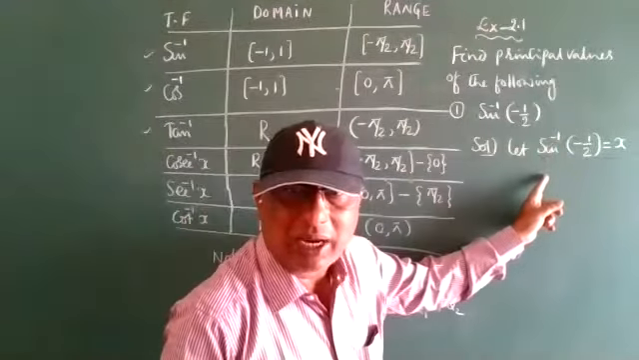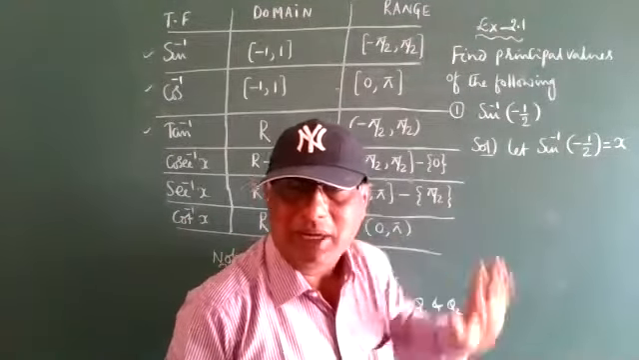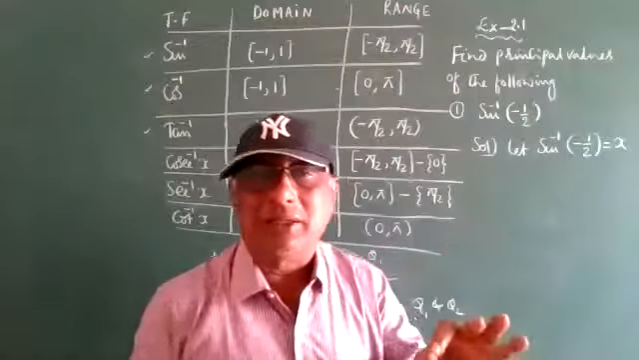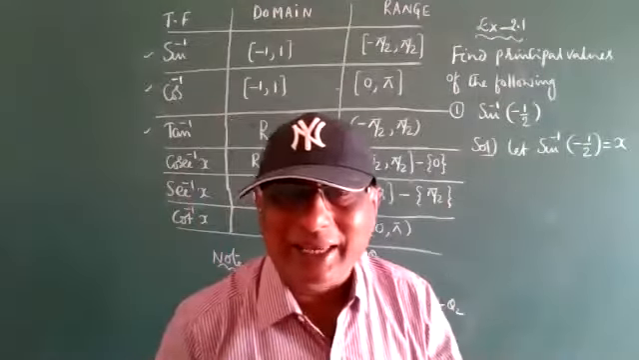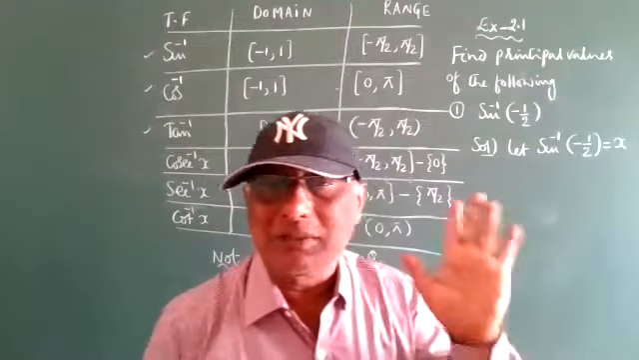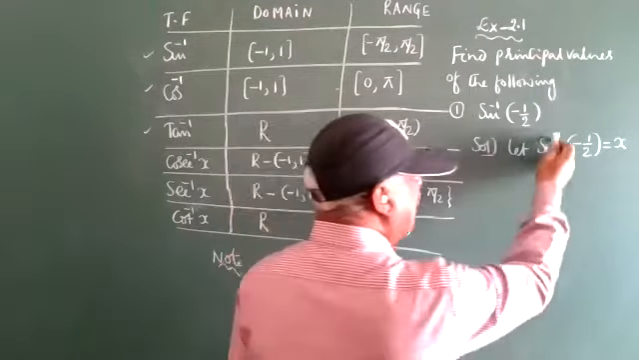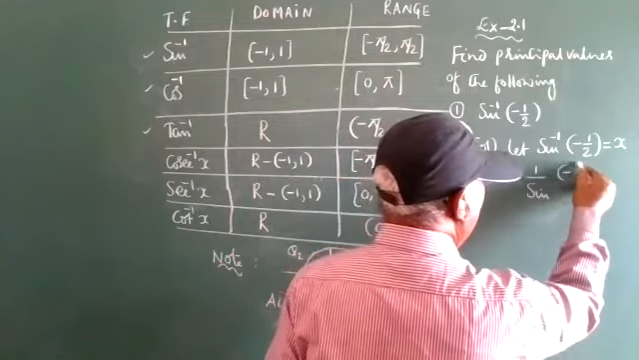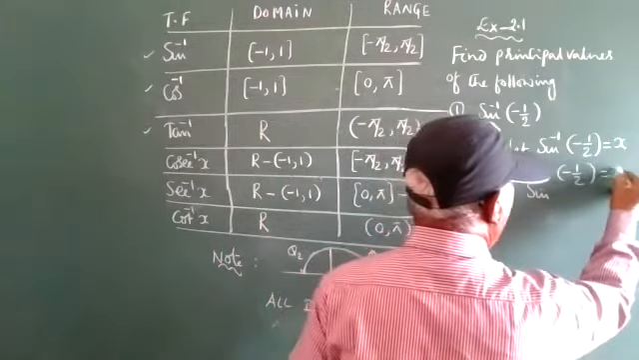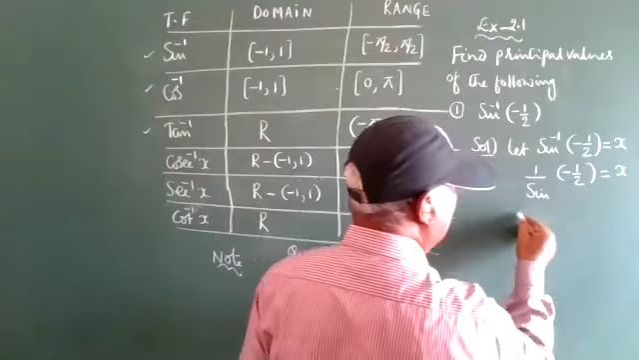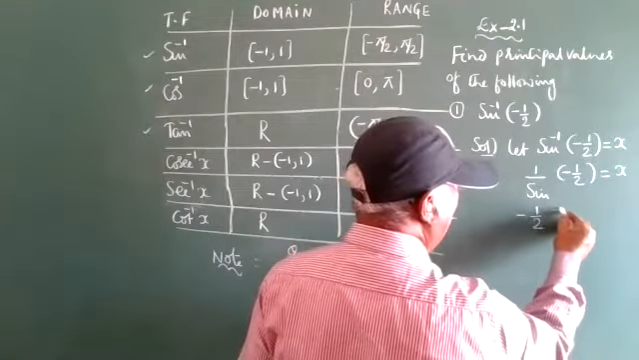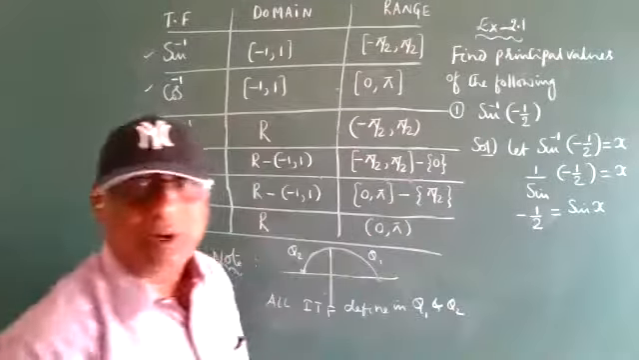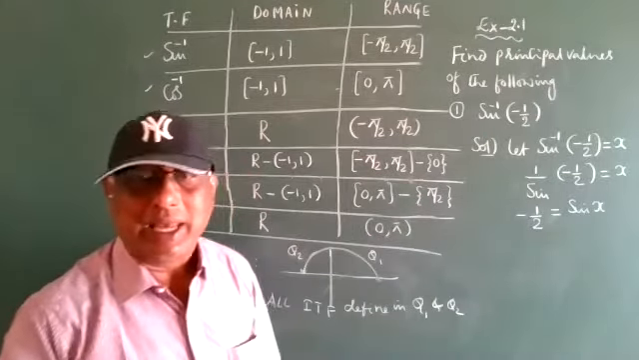Sine inverse we can write as 1 by sine. By cross multiplication, 1 by sine of minus 1/2 is equal to x gives minus 1/2 is equal to sine x.